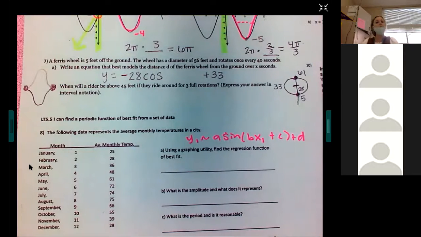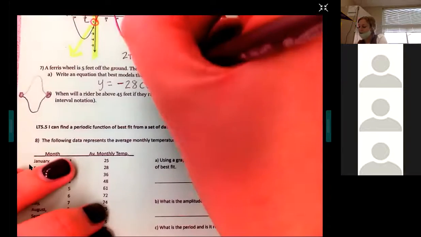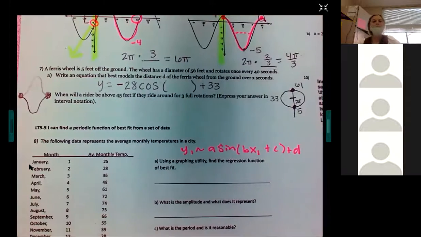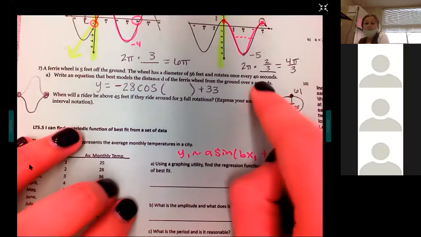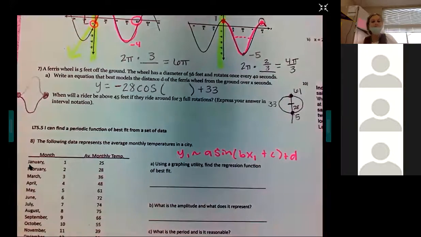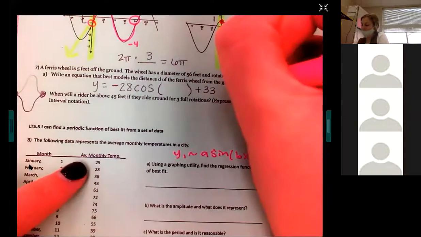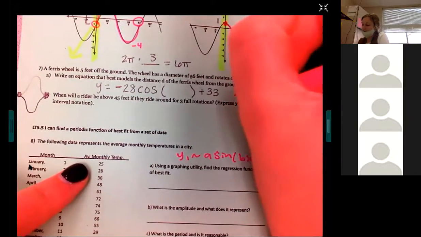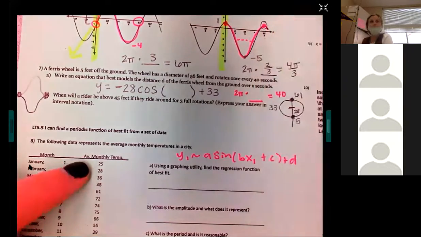What's the only other thing we have to find? Did it say anything about shifting where they get on? No. So don't worry about a phase shift. There isn't one. What do we have to find? What we multiply by to make the period 40 seconds, right? Okay, what's the period for cosine supposed to be? 2 pi. So I need to figure out what I multiply by to make that 40.